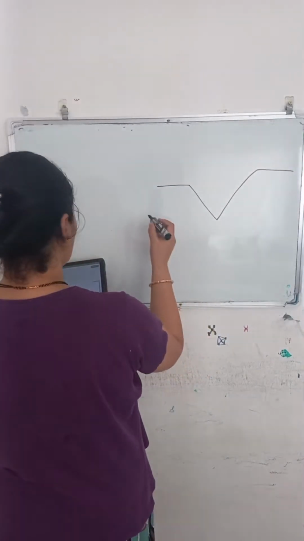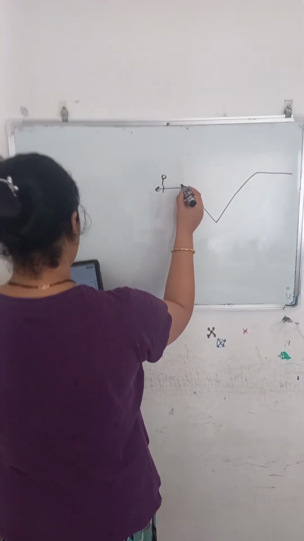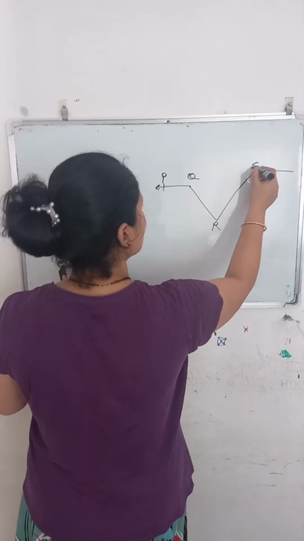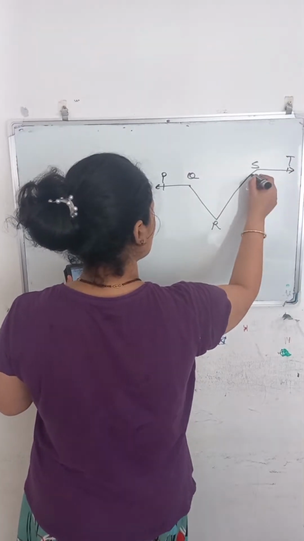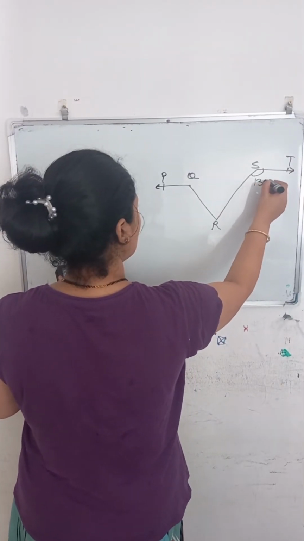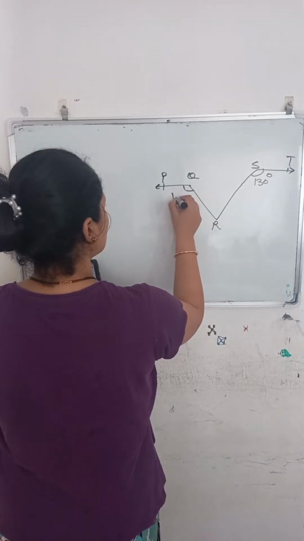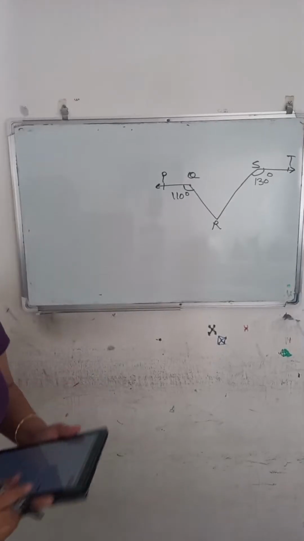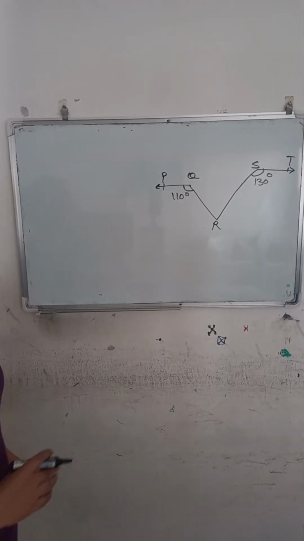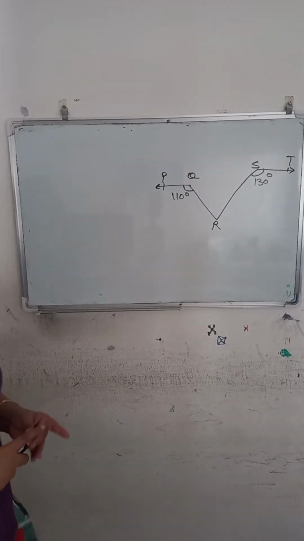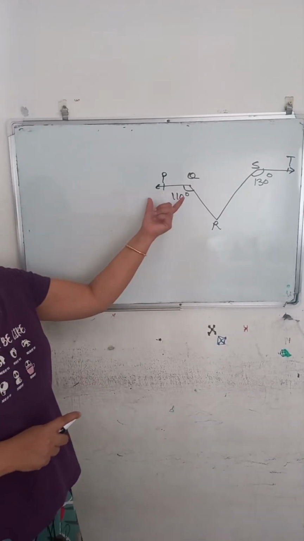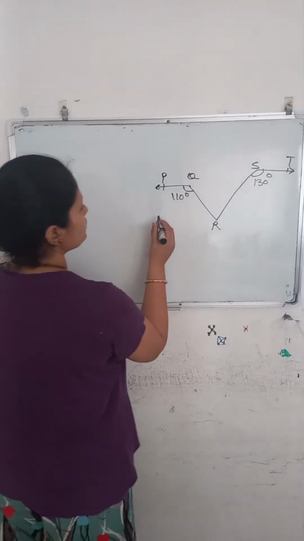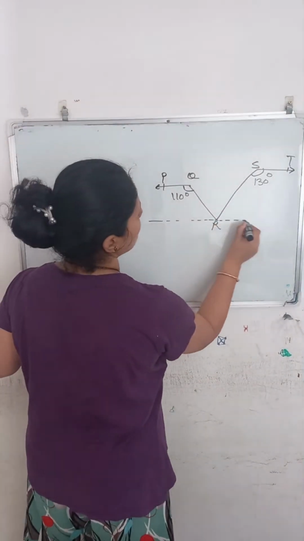Okay, this is the figure. This is P, this is Q, this is R, this is S, and this is T. So 130 degrees, and this is 110 degrees. Here they are asking us to draw the parallel line to PQ and ST through the point R. So you can draw this construction.